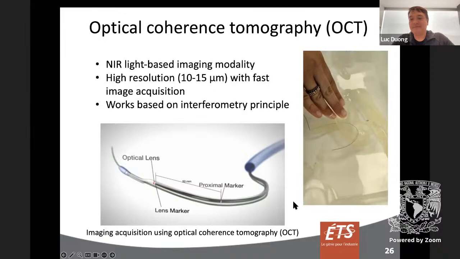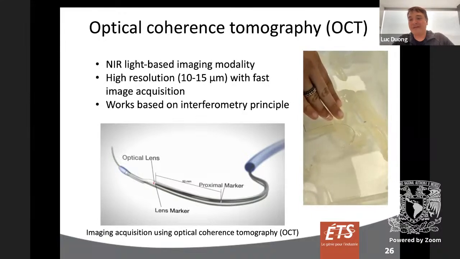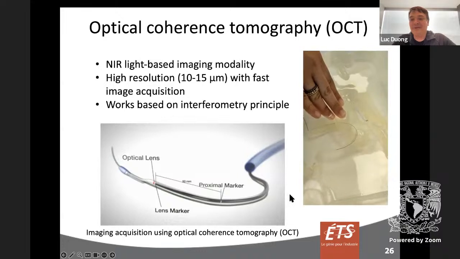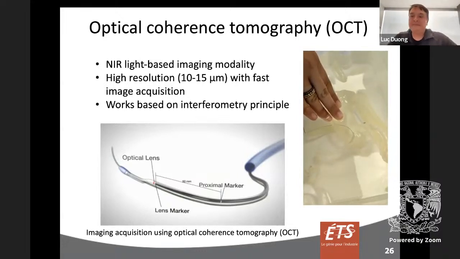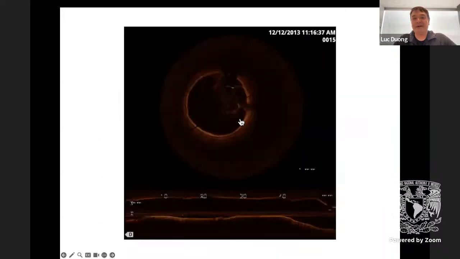Let me show you. So you will see, if you are very attentive, a very tiny light source. Let me show it again. Very tiny light source. This is exactly the tip of the catheter where we acquire the images. So with that imaging modality, it's possible to acquire those types of images.